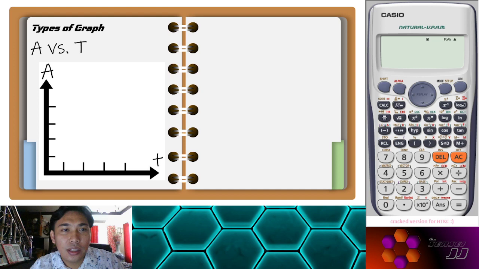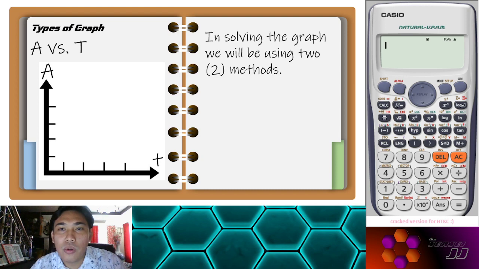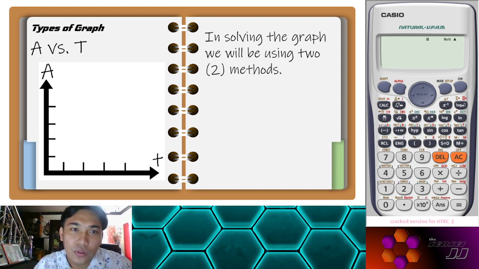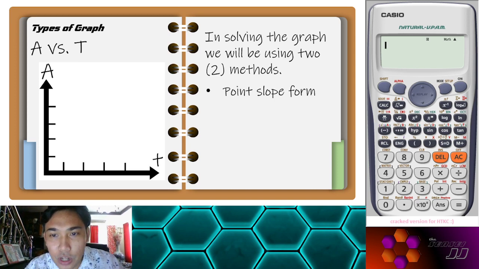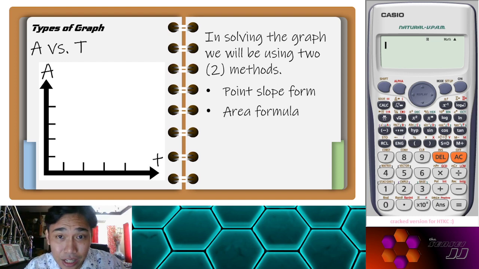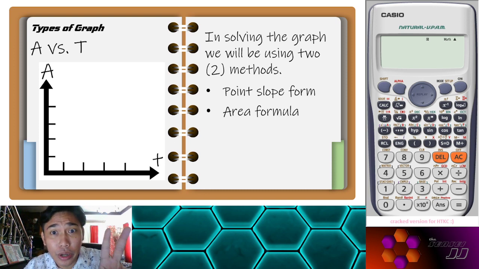Okay, so let's go back to our types of graph, which is the acceleration versus time. So now we're going to solve this graph. In order for us to solve, we will be using two methods. The first one is the point slope form, and the next one is the area formula.